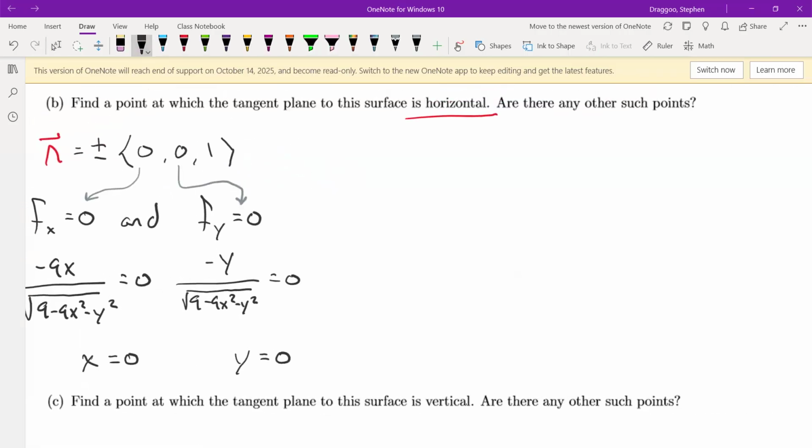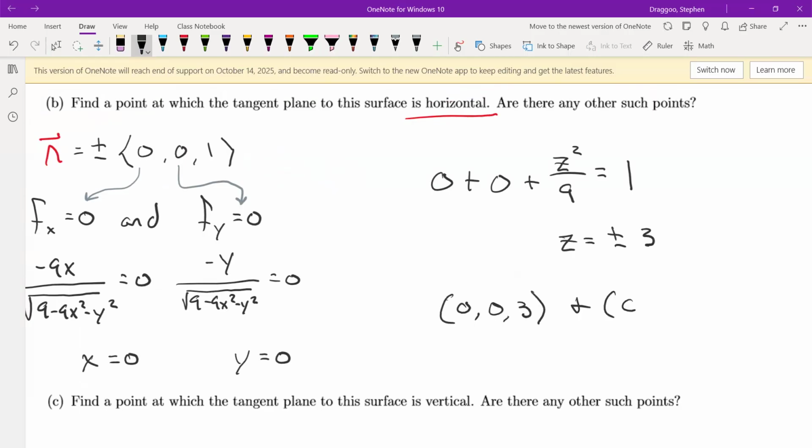And then I can bring that back to the original equation to say that 0² plus 0² plus z² over 9 should be equal to 1. So z is plus or minus 3, meaning my two points are 0, 0, 3, and 0, 0, negative 3.